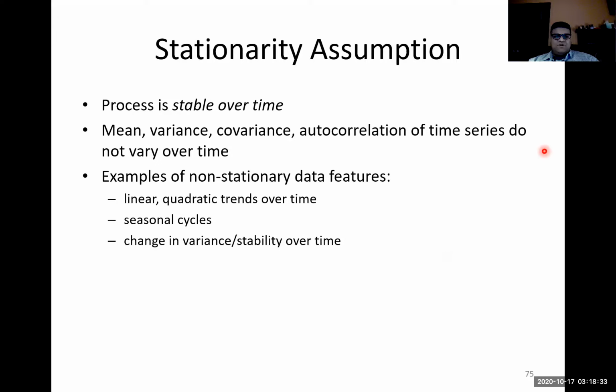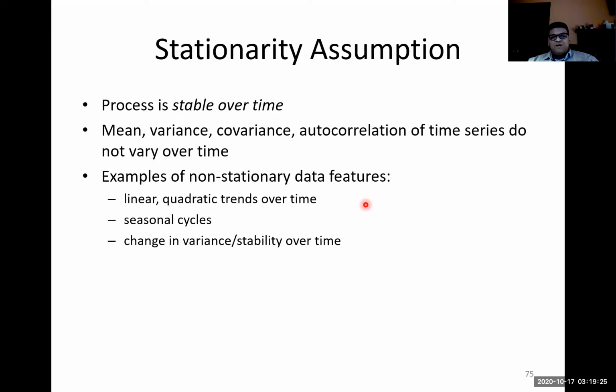And that translates into the mean being stable over time, the variance of the outcome variable being stable over time, the covariances between the X's and the time varying Y's being constant over time, and the autocorrelation in the residuals, but also the covariance or autoregression of X and Y being stable over time. Okay. So what would be some examples of non-stationary data?